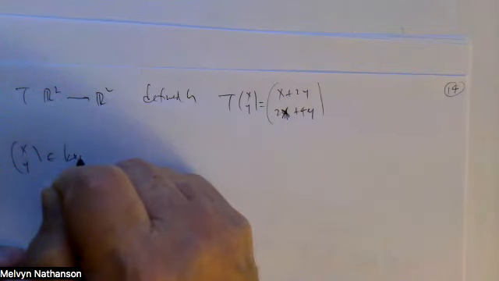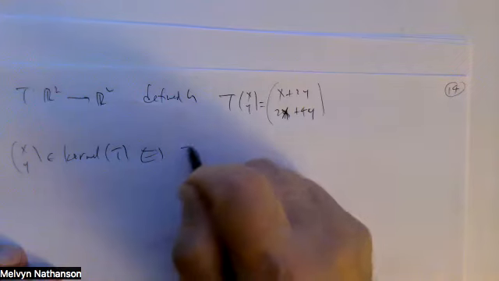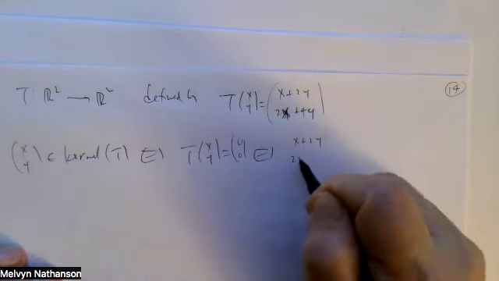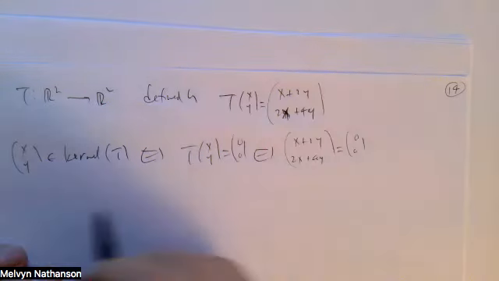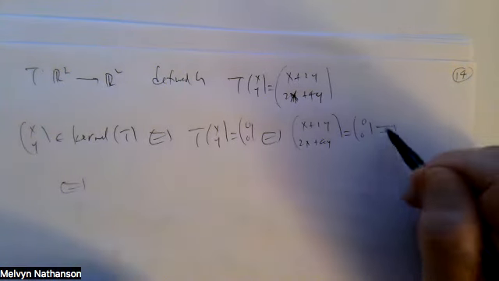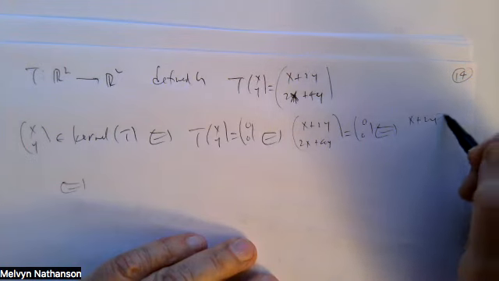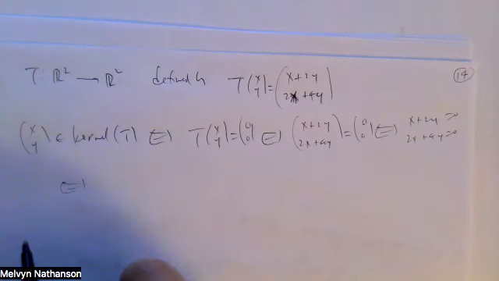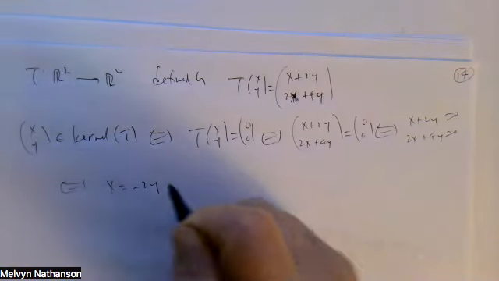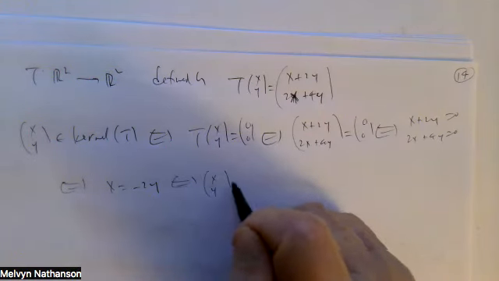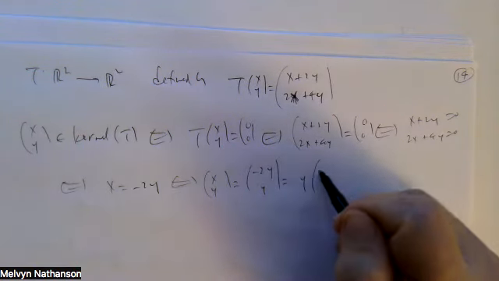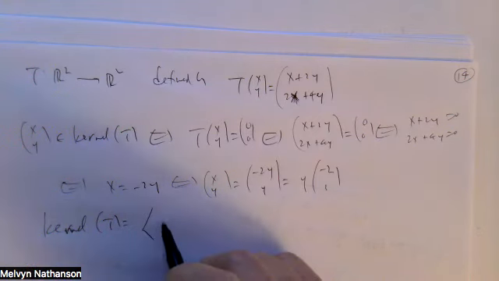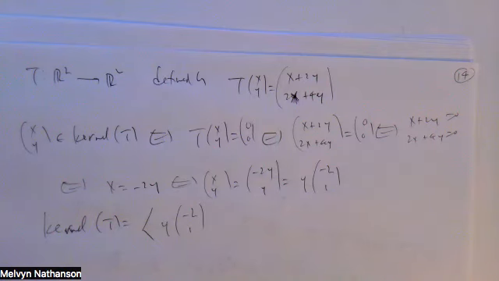So (x, y) is in the kernel of T if and only if T of (x, y) is the zero vector, which is if and only if (x plus 2y, 2x plus 4y) is the zero vector. So if and only if x and y are solutions of the equations x plus 2y equals 0, 2x plus 4y equals 0. And this is the same as saying, the solutions of that equation, there are infinitely many, x equals minus 2y. So the vector (x, y) is (minus 2y, y), or y times the vector (minus 2, 1). So the kernel of T is the set of all scalar multiples of the vector (minus 2, 1).